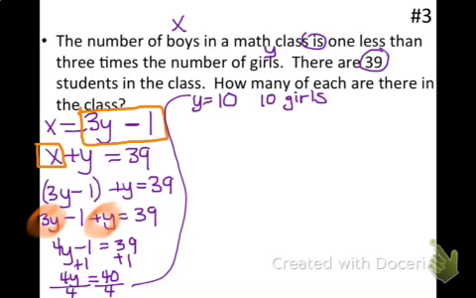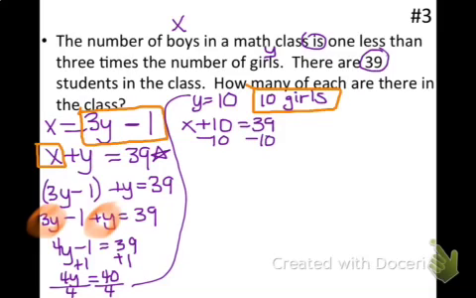But they didn't just ask about girls. They wanted to know how many of each. So what I can do is I could plug this 10 back into any of these. I'll choose this one right here. So I'll say x plus, instead of saying y, I'll put in the 10, is equal to 39. Then I just have to subtract. So x is equal to 29, which means that there are 29 boys.